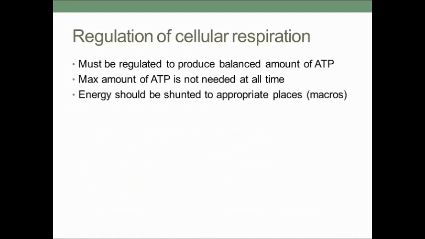Cellular respiration has to be regulated to produce a balanced amount of ATP. It's already not an efficient process, so if you're making more than you need to use, then your body is just making all of this energy and using energy to create this energy that you don't need. So if energy is not being used to the extent that it should be, that can be shunted to appropriate places to make other things that we need, like our macros: proteins, carbs, and nucleic acids.